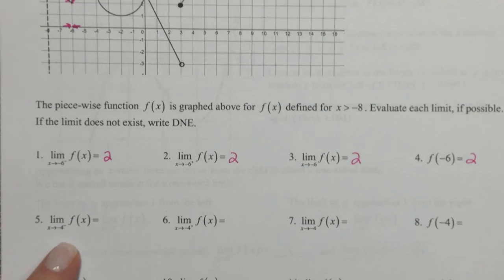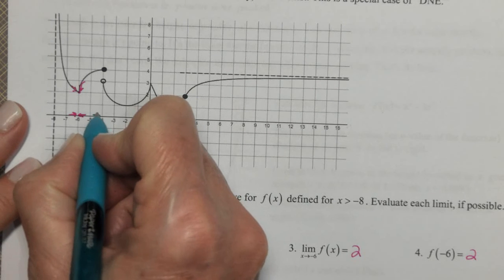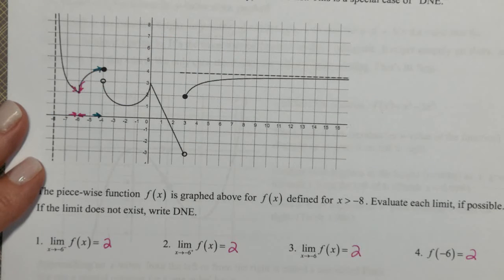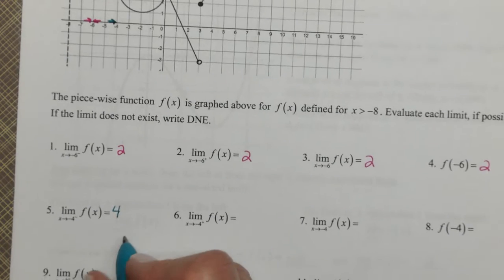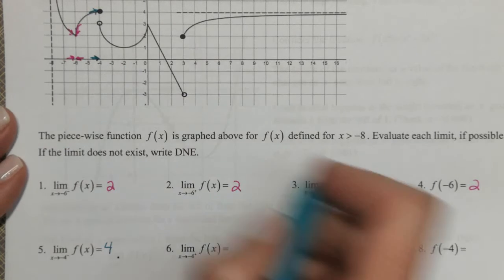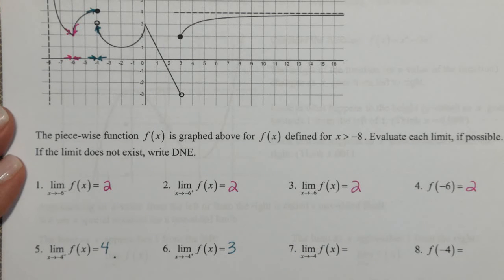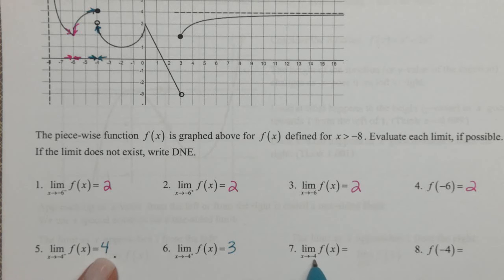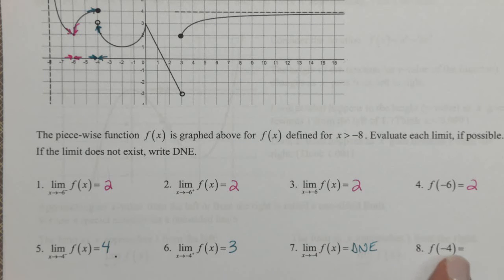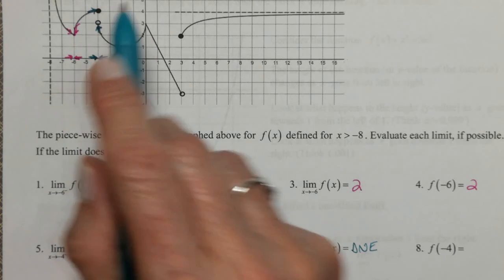Let's approach -4 from the left. From the left, the function is approaching 4. So this limit is 4. Let's approach -4 from the right. From the right, the function is approaching 3. So the entire limit as x approaches -4 does not exist, because the limit from the left was not equal to the limit from the right. What is the actual function value at -4? 4. That's where that dot is, so that's 4.